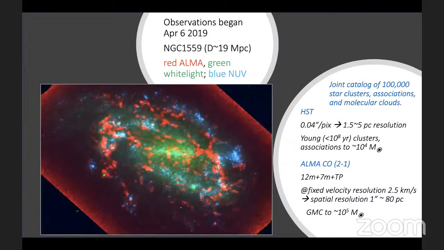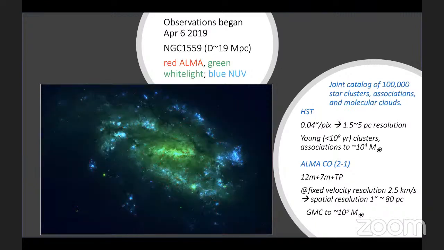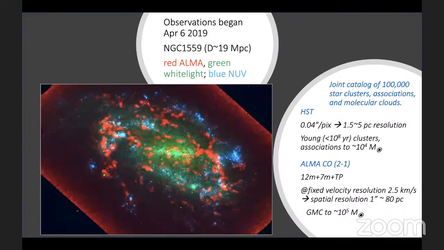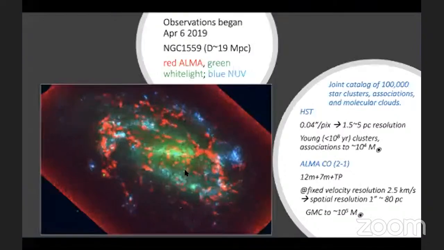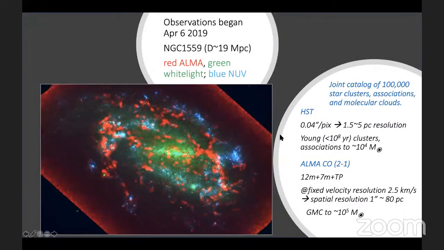Observations began last April, and this was the first galaxy on my intro slide for which we received HST data, NGC 1559. In the red is CO, green is an HST white light image, and blue represents the near UV and traces the youngest stars. You can see that the CO is an exquisite tracer of the dust lanes. And for the most part, the optical light from the young stars comes to us through sight lines that are free of gas.